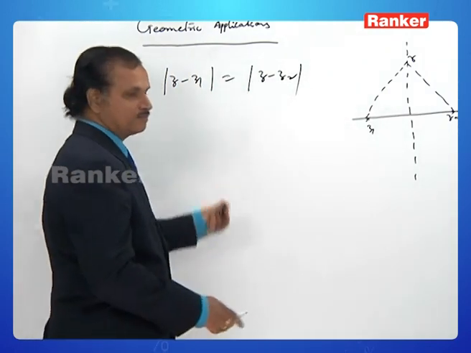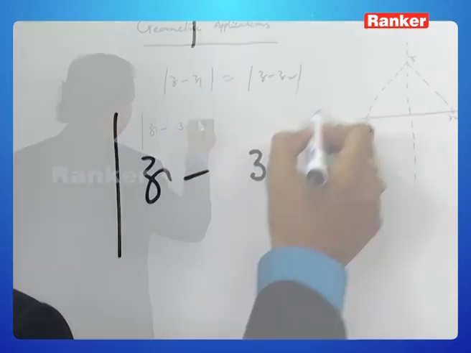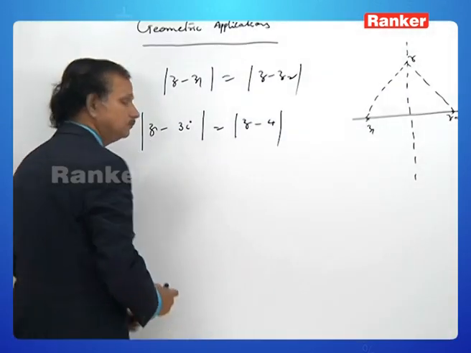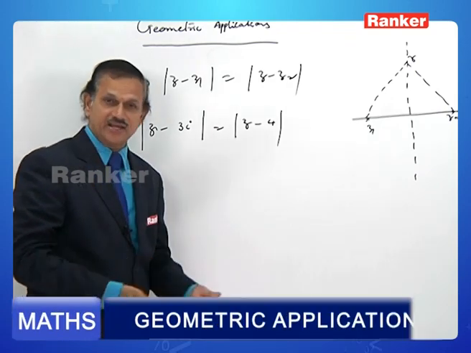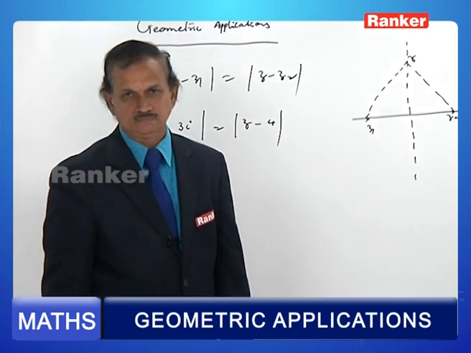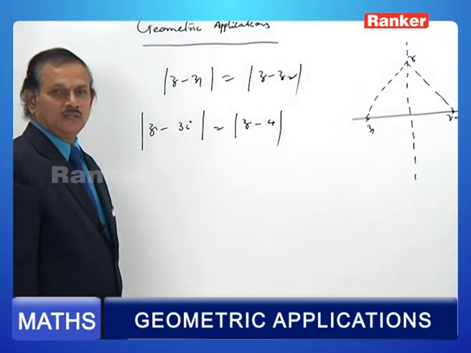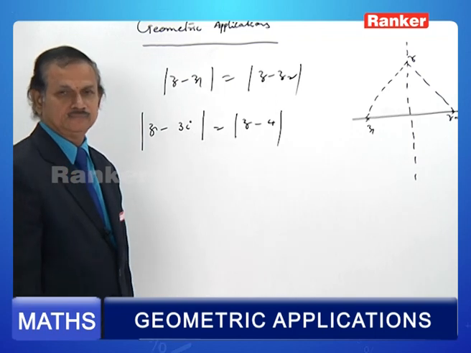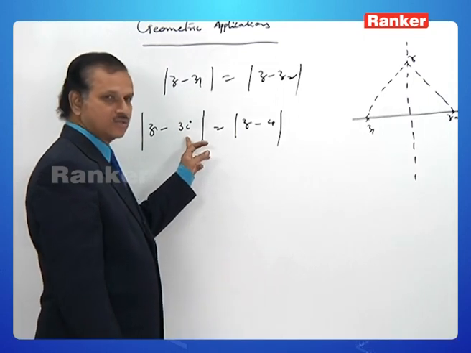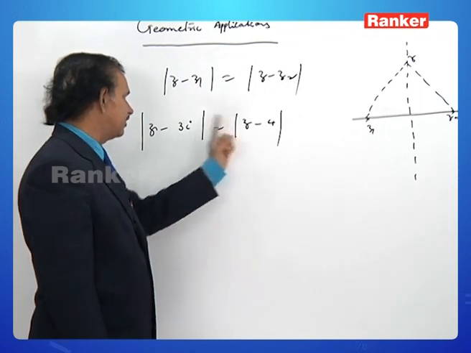As an example, let me illustrate this. Modulus of Z minus 3i is equal to modulus of Z minus 4. Then the locus of Z is, or Z lies on, he gives you some 4 options. What is the locus of Z? How to trace the answer immediately without any unnecessary calculations? Mod Z minus Z1 is equal to mod Z minus Z2. It is just nothing but the perpendicular bisector of the segment joining these 2 points.